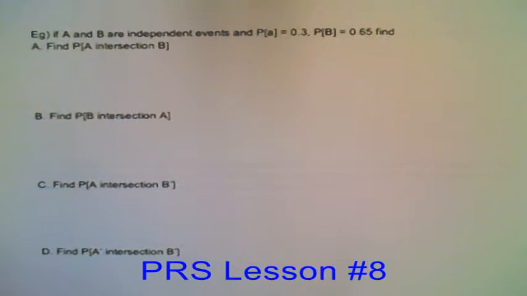Now if I go to this next example, if A and B are independent events, so they're not dependent on each other, P of A is this, P of B is this, find P of A intersection B, all primed. So not both of them occurring at the same time. So one may be, but not both. This is going to be 1 minus the probability of A intersection B, because it's the complement of A intersection B. It's all one thing.